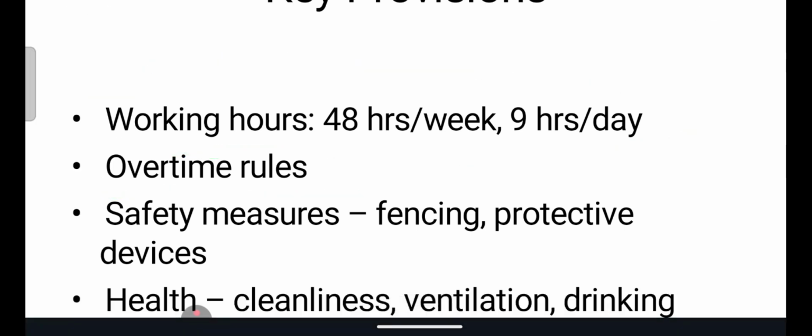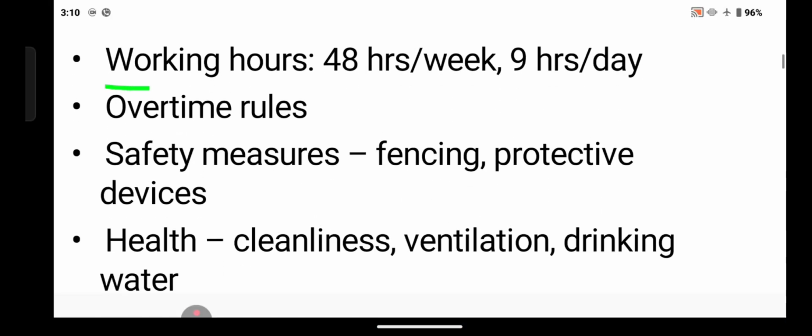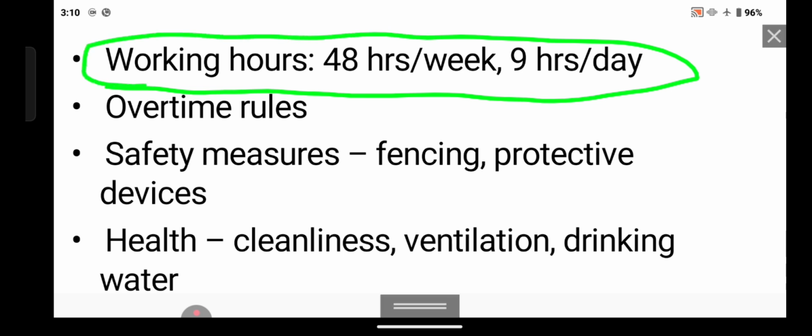So working hours have to be 48 hours a week and 9 hours a day. Overtime rules. Remember one thing, this is a very good question that UPSC will surely ask this year. If it's asked for how many hours in a week work is allowed, you should give the correct answer: 48 hours in a week and 9 hours in a day. Overtime rules, we should understand that.